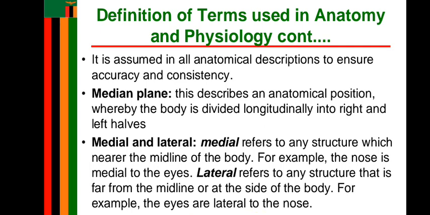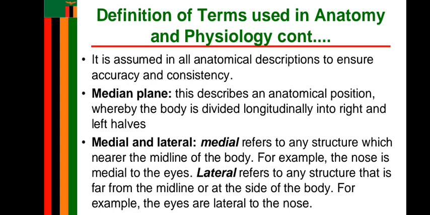Then again, if I tell you to describe the anatomical relationship between the radial bone as well as the ulna, you realize that the ulna lies medial. The ulna is medial to the radial bone, or we can say the radial bone is lateral to the ulna. Why? Because the radial bone is found away from the midline of the body, and the ulna is found just near to the midline of the body. So in such terms, we use words such as medial.